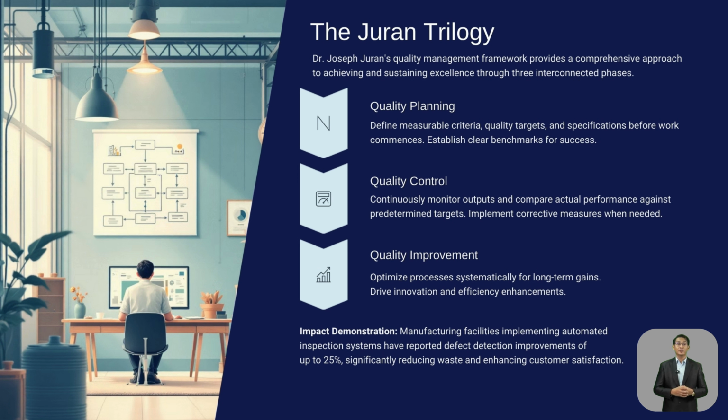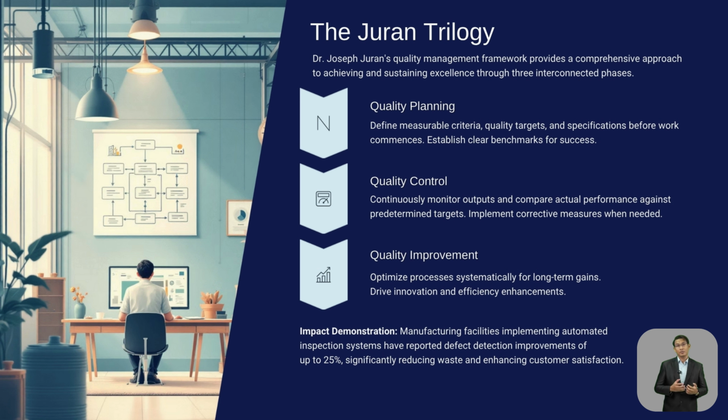Now let us delve into the Juran Trilogy, the framework for quality management. Dr. Joseph Juran, a leading figure in quality management, proposed a structured approach called the Juran Trilogy, which consists of quality planning, quality control, and quality improvement. In project settings, quality planning happens during project initiation and planning. For example, when planning a food processing plant, engineers define the tolerances for production equipment and packaging processes.